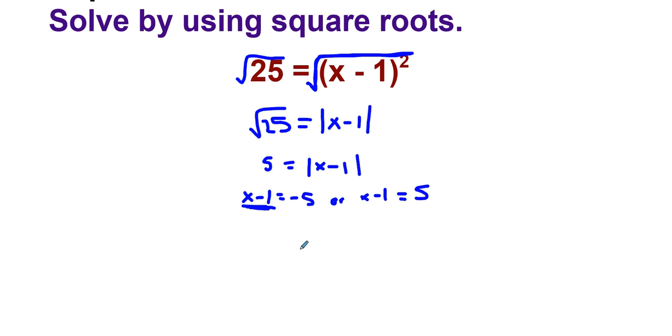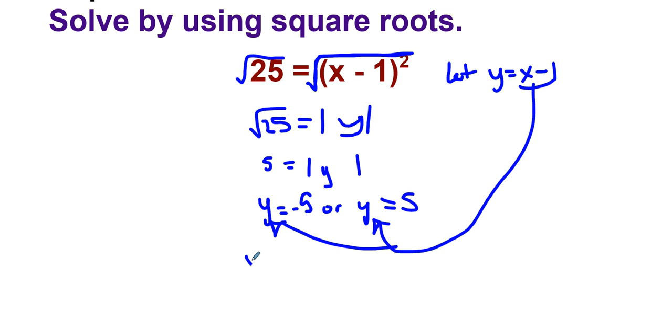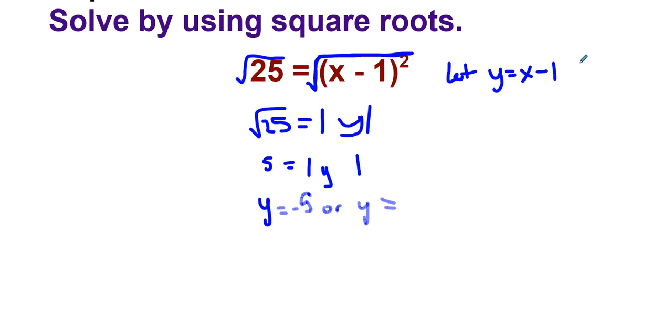Another way you could look at this is if you did write this as a variable. If you were to say, let y equal x minus 1, you could replace this with a y. And then you'd say y equals negative 5, or y equals positive 5, and then you'd replace that x minus 1 back in for y. x minus 1 is negative 5, or x minus 1 is positive 5. And then you'd solve those equations. So that's two ways of looking at it. I'm going to skip the let y equals piece from now on. What I'm going to do is what I was doing originally.